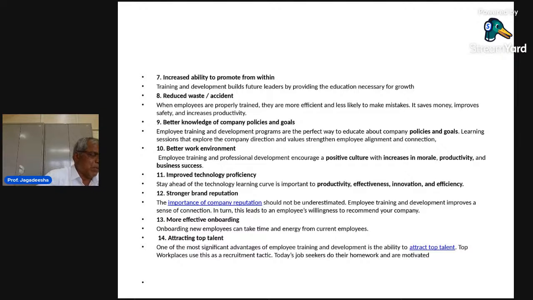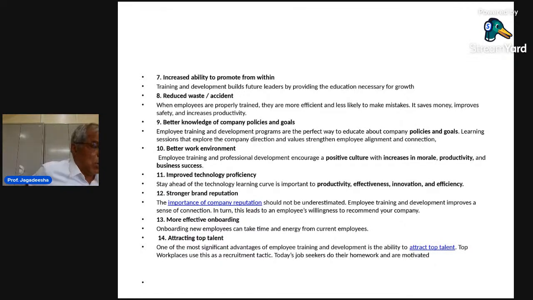And the next important point is that the people who have undergone training will have very good knowledge about the company's policies and goals, right? Company policies and procedures, including goals, they are completely acclimatized with them. When they are completely acclimatized, there will not be any kind of problem. When they are good in the company policies, probably no employees will commit any kind of mistake. They remain loyal also.